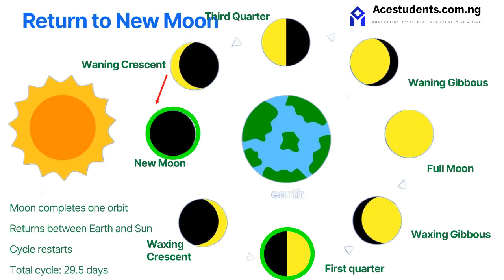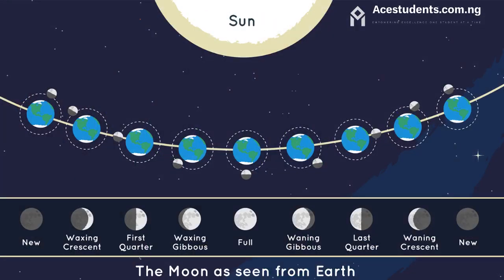Finally, the moon completes its journey around Earth. It returns to the position between Earth and the sun. Once again, the side facing Earth is dark. And we are back to the new moon. The entire cycle, from new moon to full moon and back again, takes approximately 29.5 days. This repeating pattern is called the lunar cycle. And so, just like a story with a beginning, middle, and end, the moon completes its chapter, only to begin again.